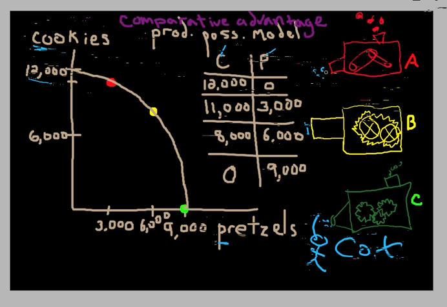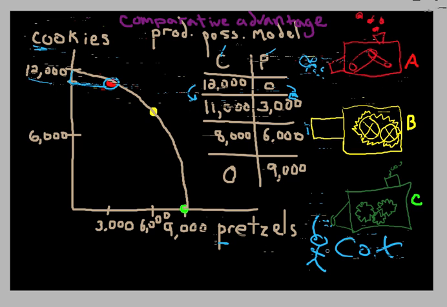If he turns machine A off from making cookies and makes pretzels, he can make 3,000 more pretzels from 0, and he loses 1,000 cookies. He goes from 12,000 to 11,000, and over here, 3,000 pretzels. You end up with this red dot here. So he's got machine A making pretzels now. What does a pretzel look like? Something like this, I don't know. Well, it's a pretzel. And machine A is making pretzels now.